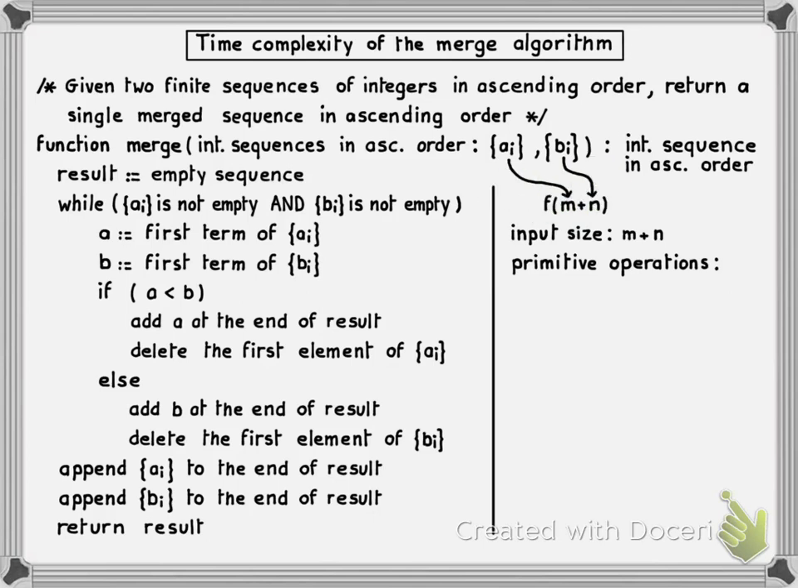So instead, we must pick a primitive operation that is executed a number of times that is representative of the total runtime. So of course here, the crucial part of the algorithm is the while loop.